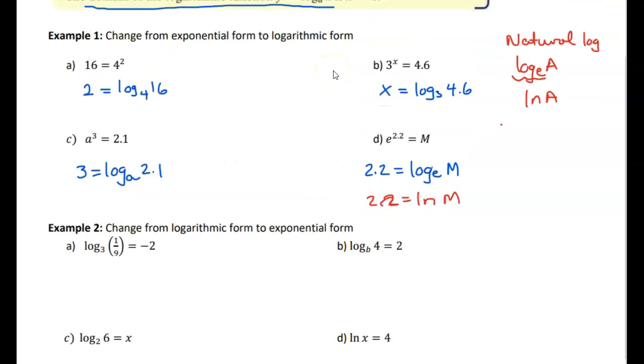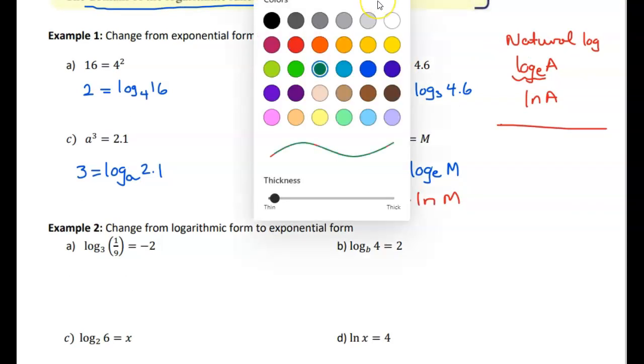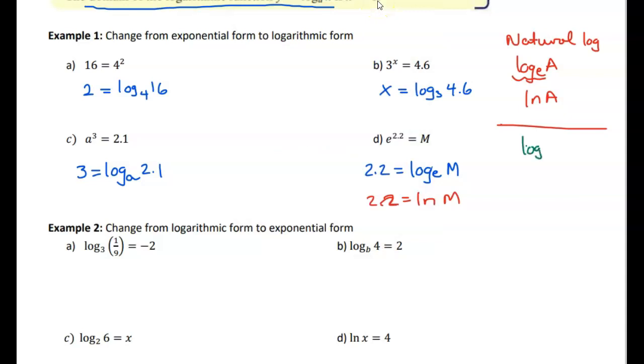There's another special log. Log base 10 of a number is just written as log a. So if the base is missing, then automatically you need to assume that it's base 10.